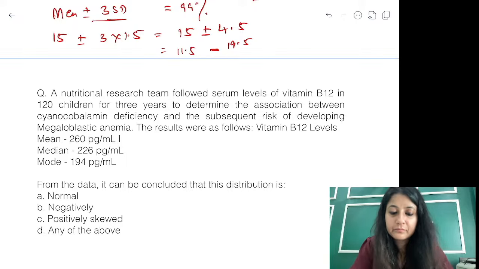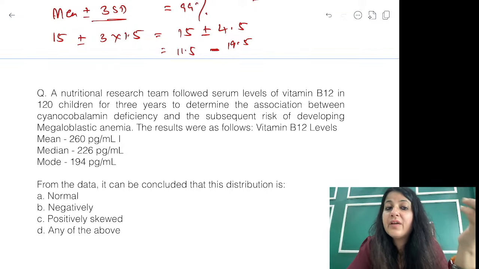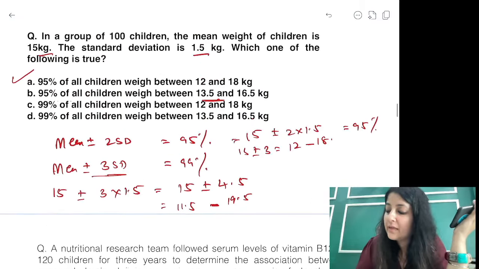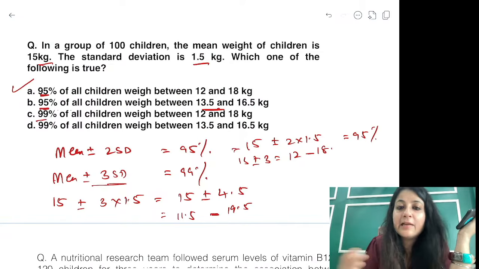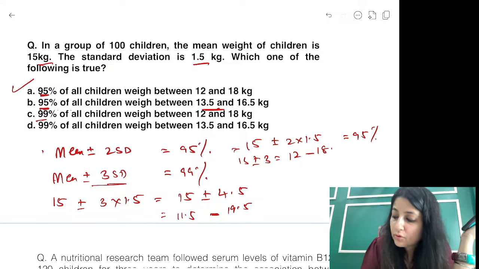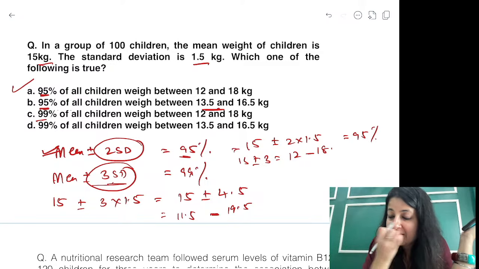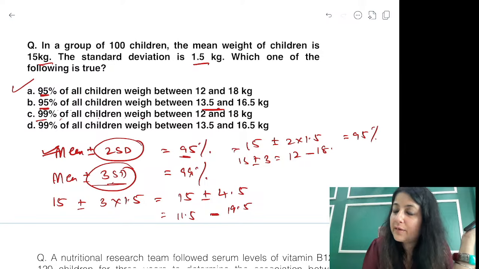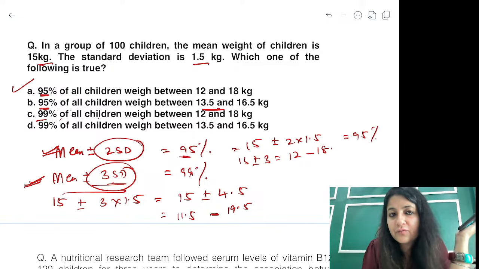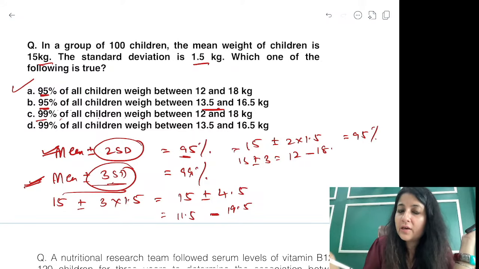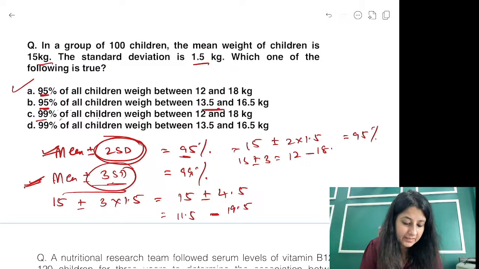Which one dear? Kiranmay, which one? 2 SD क्यों? एक बार क्वेश्चन नोट कर लोगे. Let me come back to the question again and I am going to explain to you. Okay, we had to calculate 95% and 99%. Guys, just 1 second. We had to calculate which option to use for 95% and 99%. And you know that mean plus minus 2 SD covers 95%. Mean plus minus 3 SD covers 99%. So to find out between what kg weight 99% of the children will lie, you will have to use 3 SD. To find out between what kg weight 95% of the children lie, you will have to use 2 SD. Got it, Kiranmay? Everybody, Mayank?